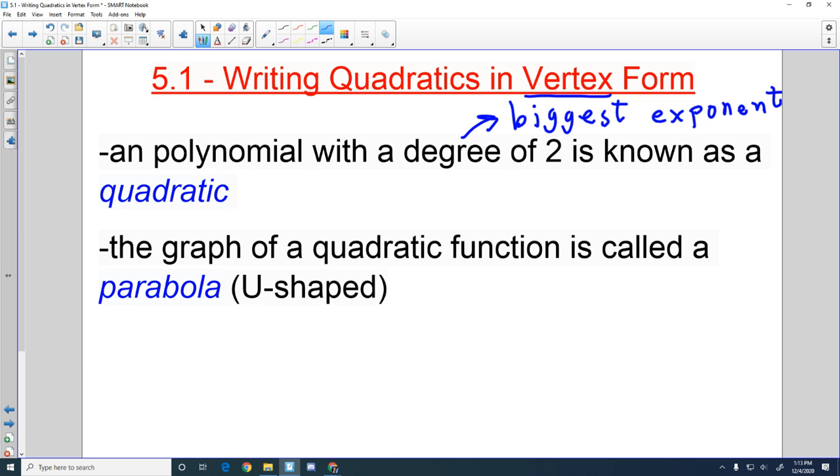And again, we're going to be looking at graphs today. And so the graph is a shape that you should all be familiar with. It's called a parabola, and it's basically like this U-shaped graph. It can open upwards or it can open downwards. It's still called a parabola either way. So that's what we'll be looking at for the first half of this lesson: looking at the graph and then writing the equation of the parabola or the quadratic based on its graph.